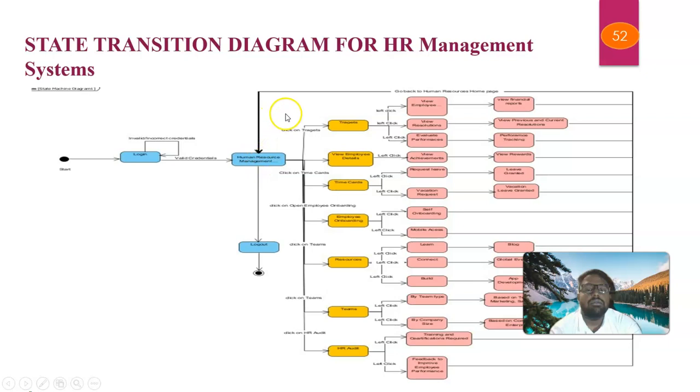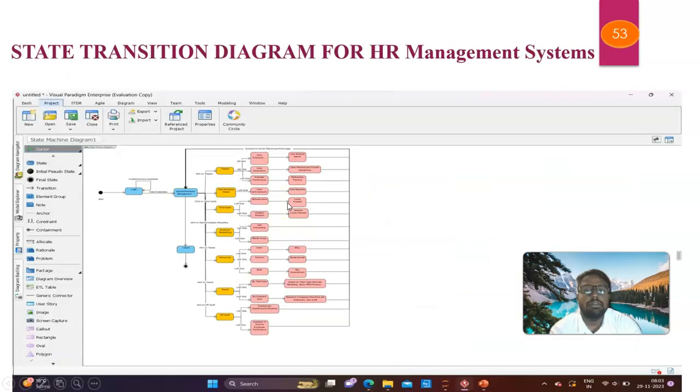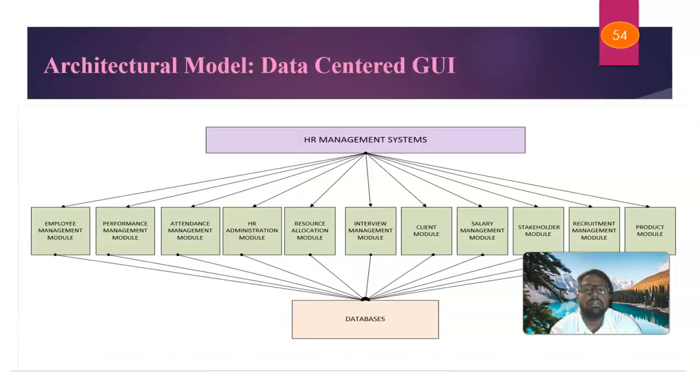From the home tab, there are several functions such as targets, time cards, employee onboarding, resources, teams, and HR management, and each is further divided into sub-functions. The human resource management home tab also consists of logout, from which we can sign out from the human resource system. And this is the state transition diagram screenshot.